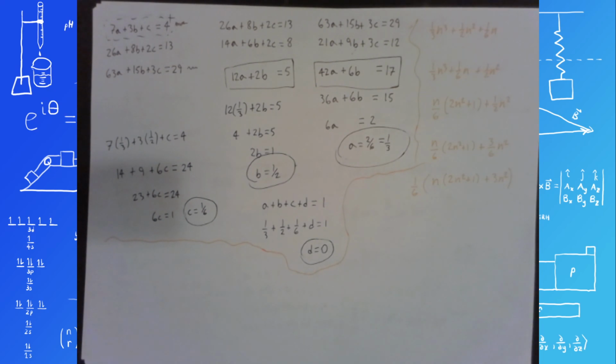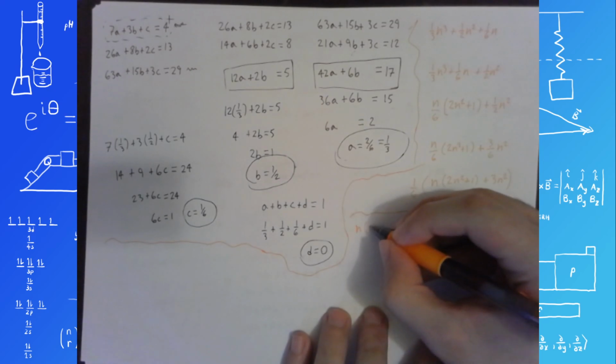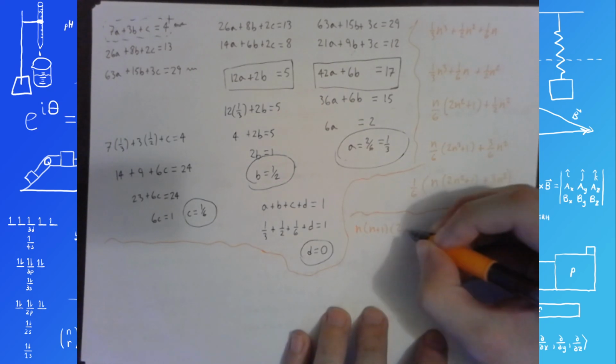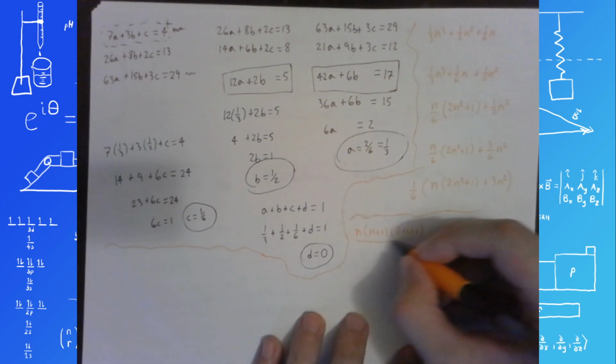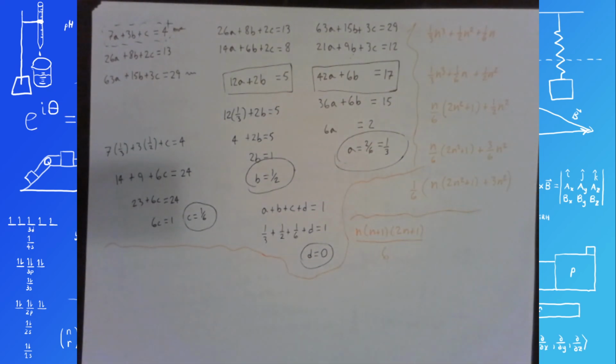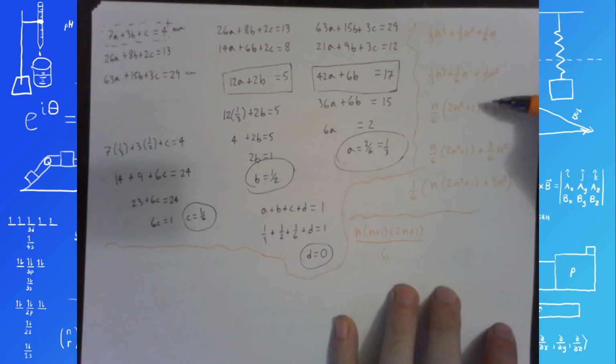Let me take a peek at what the actual sum is supposed to be. Okay, so what I'm supposed to be getting is n times n plus 1 times 2n plus 1 over 6. This is what I'm supposed to be getting. Which means I probably screwed up somewhere over here. Okay, let's try this again.